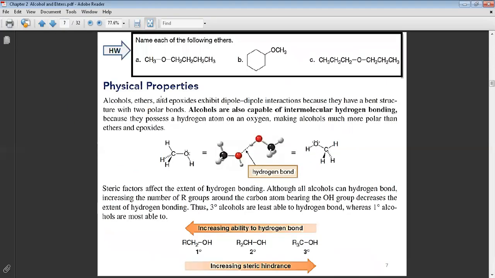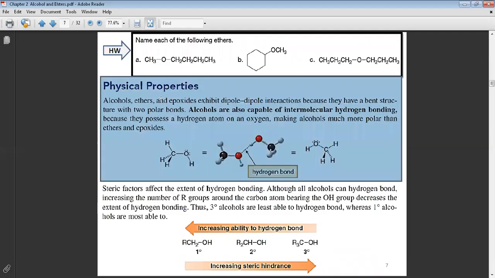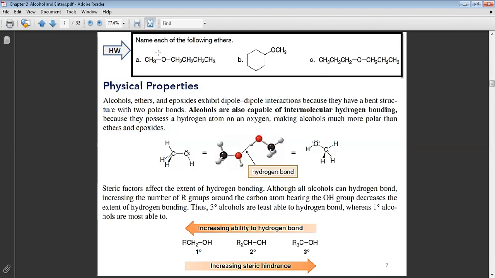Give the name for the following ethers. Here, this is homework for you. Look, this is unsymmetrical, this is also unsymmetrical with cyclic, this is symmetrical. This is for you. Try to resolve these easy examples.